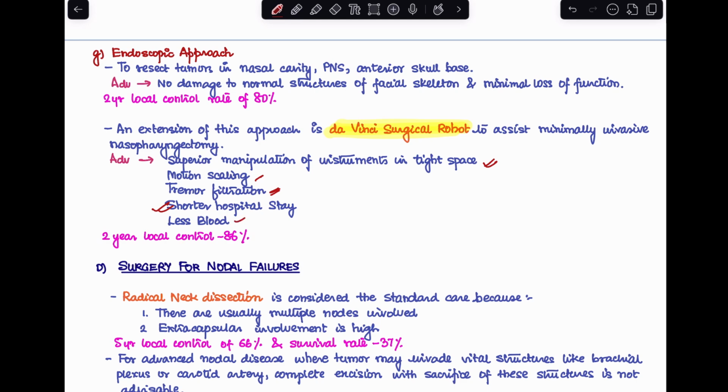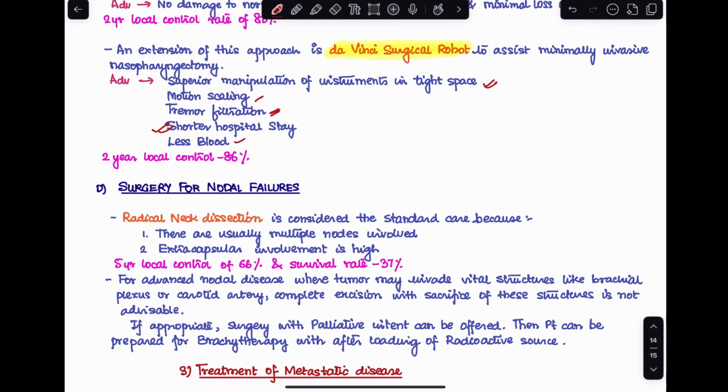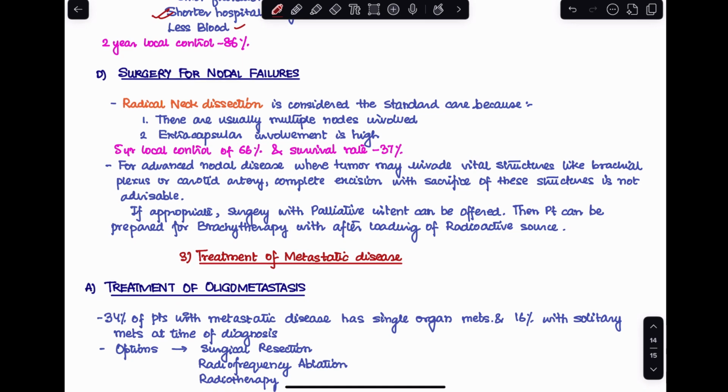So that's all about the salvage surgery for local failures. Now coming to the last part of it, which is nodal failure. In nodal failure, the surgery that we'll perform over here is a radical neck dissection. Why do we perform radical neck dissection? Because we have seen how multiple neck nodes can get involved in a case of nasopharyngeal carcinoma. And the rate of extracapsular involvement is also very high in nasopharyngeal carcinoma. That is why the only salvage surgery we can perform over here is a radical neck dissection in case of a nodal failure.